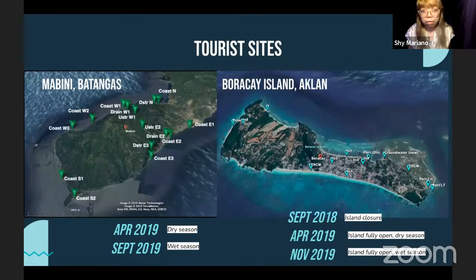And for the tourist sites, we have Mabini, Batangas, and Boracay Island, Aklan. We know Boracay, but Mabini is a known tourist dive site, and it's near the Verde Island Passage, which is a hotspot of marine biodiversity. So we are concerned about what effect pharmaceutical contamination could have on the biodiversity of the region. So we also looked into the pharmaceutical concentrations in this area. For Boracay, we had an extra sampling period during the time when it was closed to tourists, and then dry season and wet season sampling for both sites.